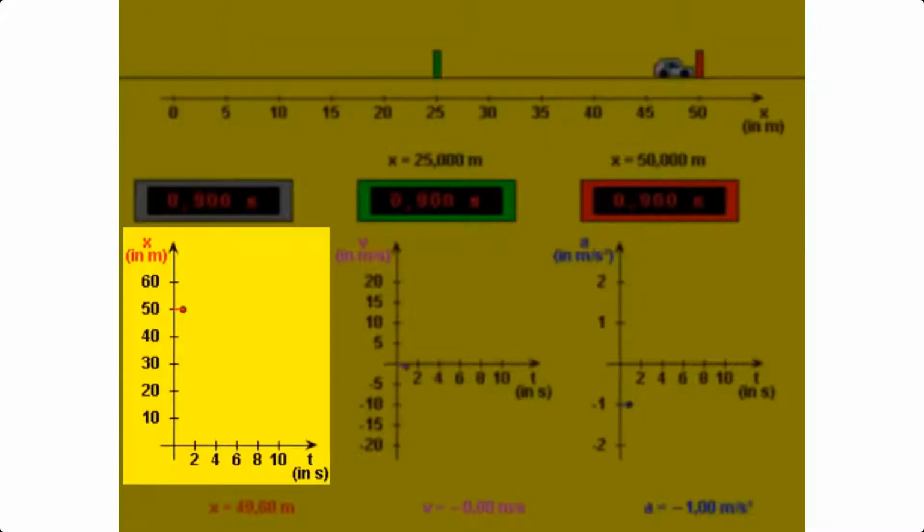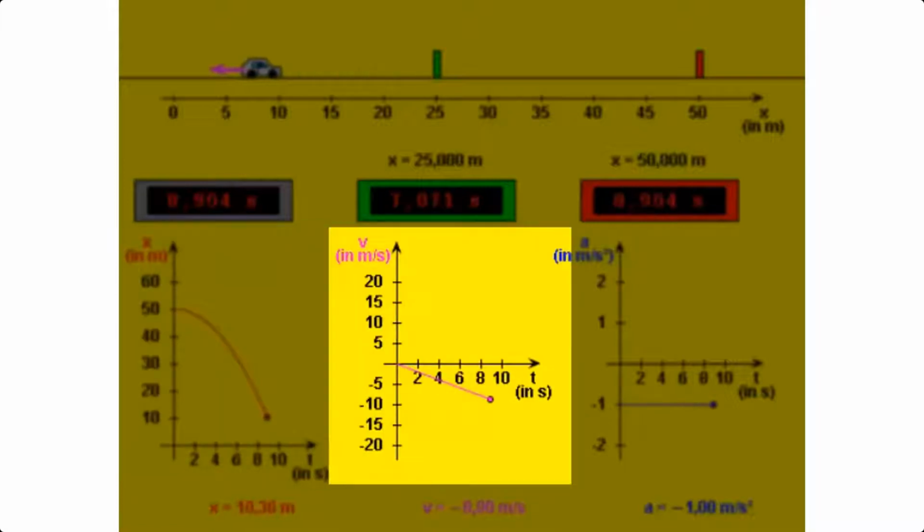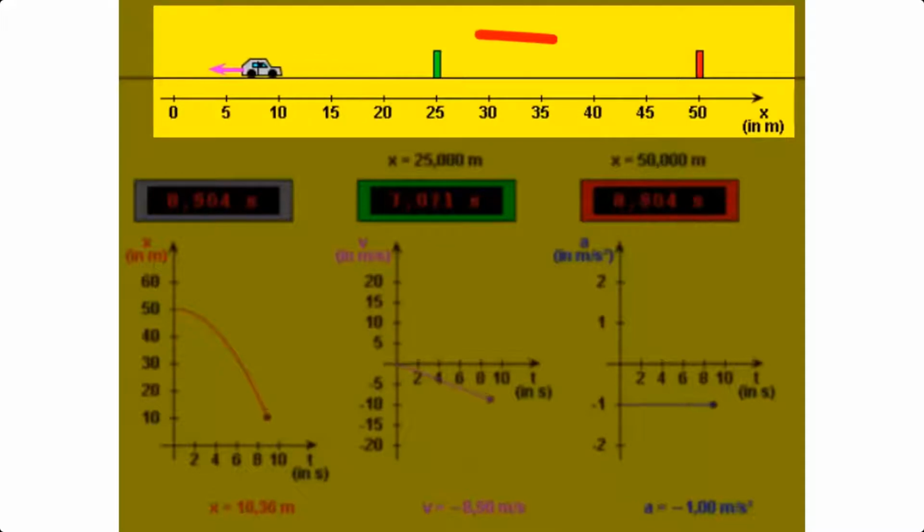The gradient of the position time graph starts shallow and gets steeper and steeper as it speeds up, as it gets faster and faster. The velocity is always negative. The velocity graph is always below the zero line. What does that negative velocity mean? It means the car is always heading towards the left, which we chose to be the negative direction.